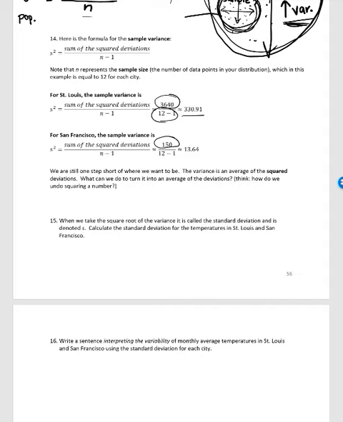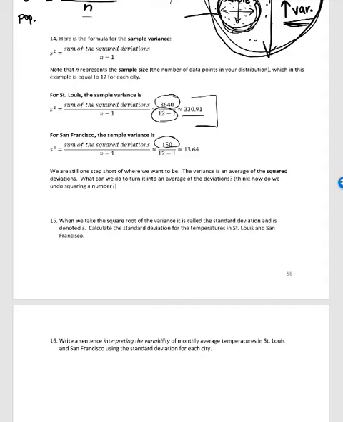Now, I want you to pause and think. If I told you the sample variance for temperatures in St. Louis is about 331 for the year, is that going to help you pack better? Or is it going to help your friend who's moving there in January pack better, knowing that the sample variance is 331? Does that make sense in terms of temperature? And hopefully you realize, no, it sort of doesn't make any sense.